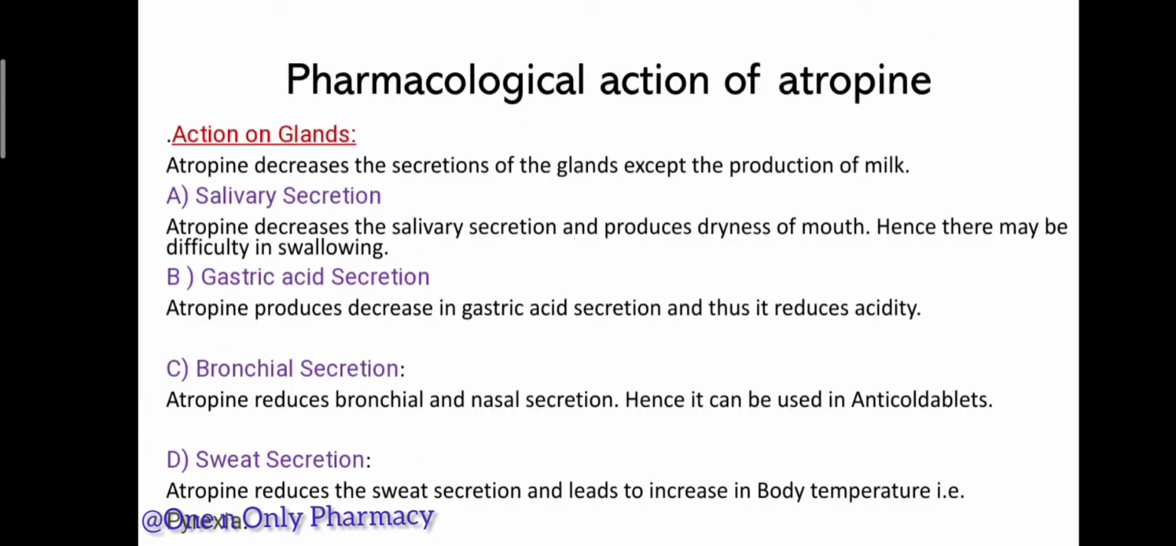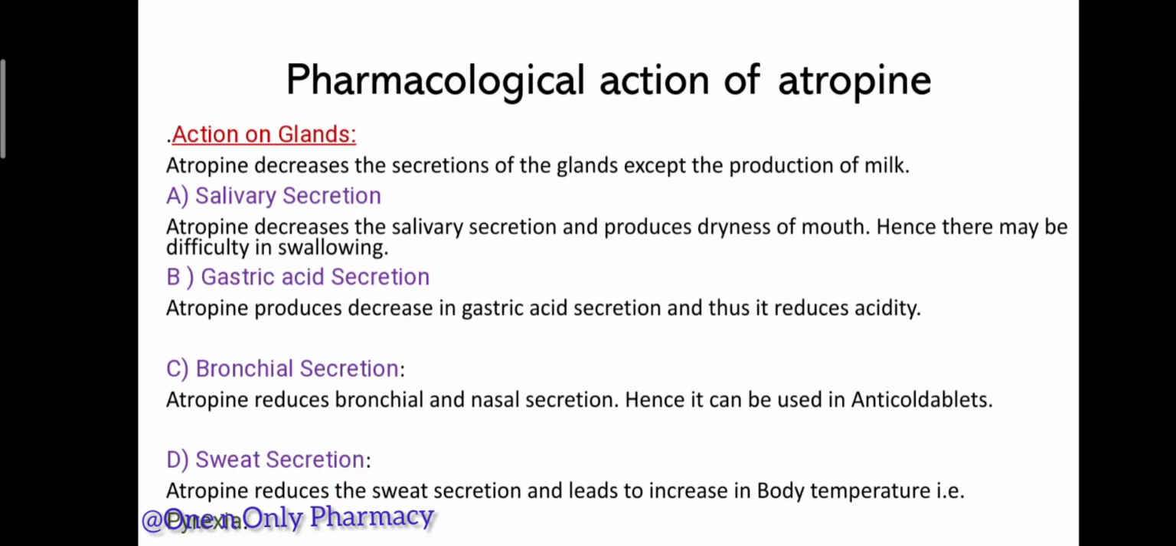Now, the pharmacological actions of atropine on different organs. First, action on glands. There are several glands: salivary secretions, gastric acid secretion, bronchial secretion, and sweat secretion. Let's see one by one. Atropine decreases the secretion of the glands except the production of milk. First, salivary secretion: atropine decreases salivary secretion and produces dryness of mouth.